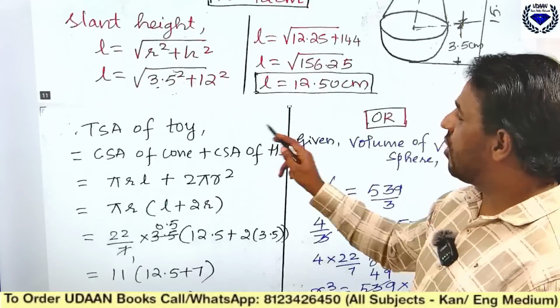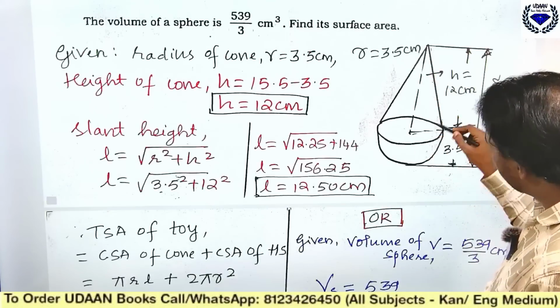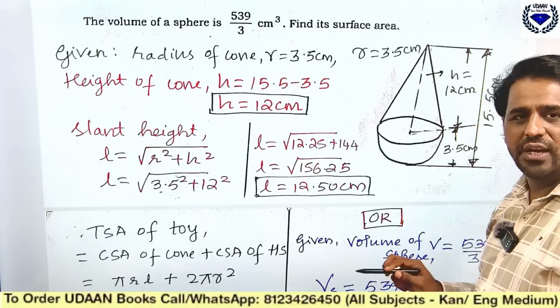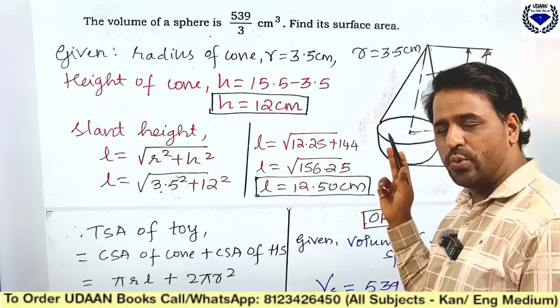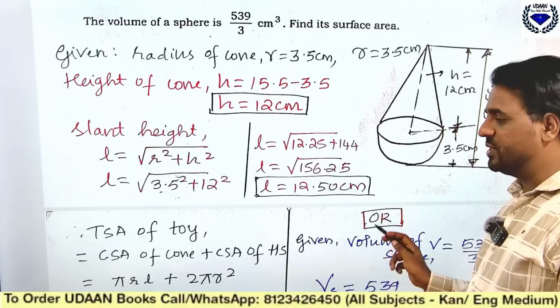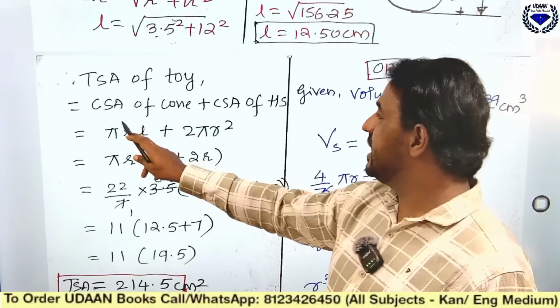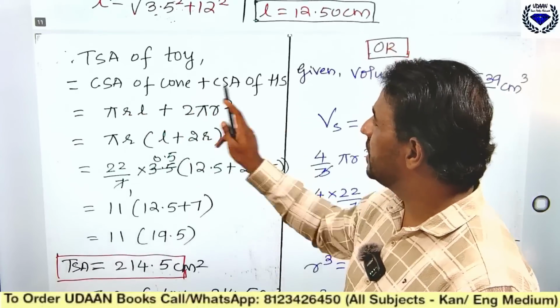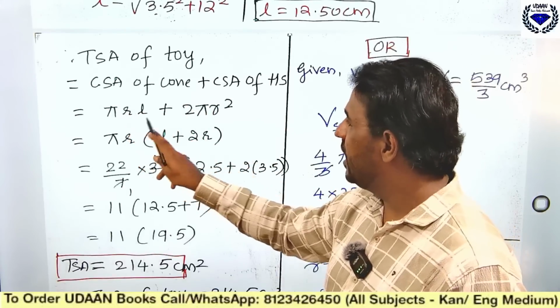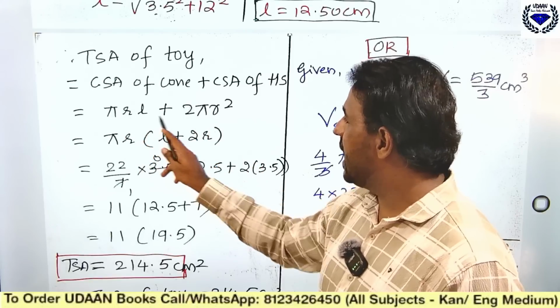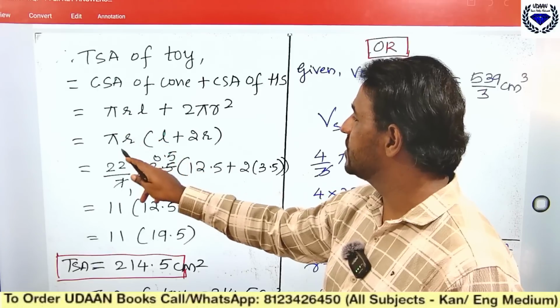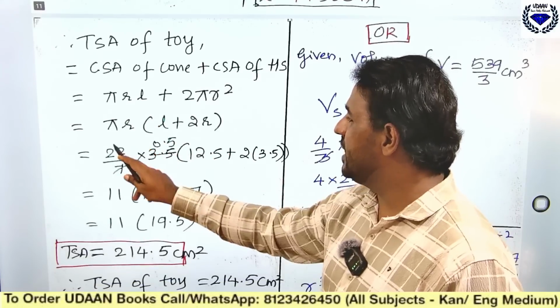Now the TSA of the toy is what you can see: CSA of the above figure plus CSA of the below figure. CSA of the above figure is the cone. CSA of the below figure is the hemisphere. So CSA of cone plus CSA of hemisphere. CSA of cone is pi r l plus 2 pi r square. Pi r is common. You can see here and here pi r is common. L plus 2r. So pi is 22 by 7.